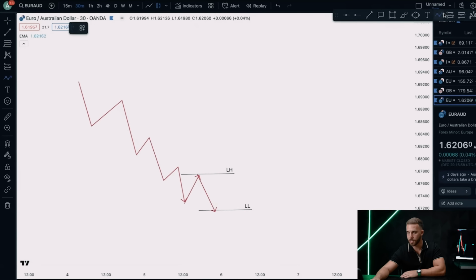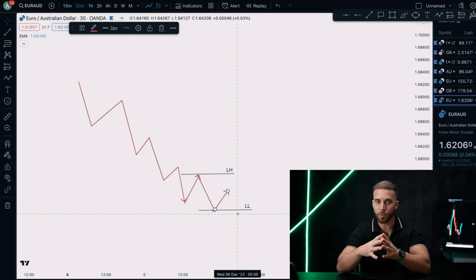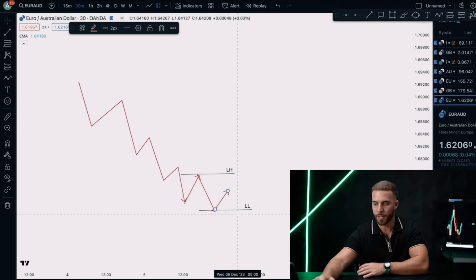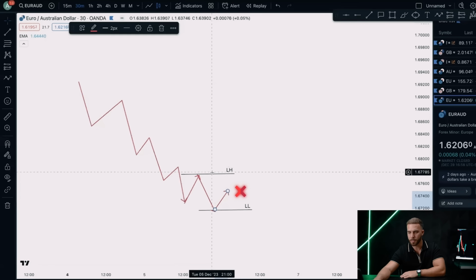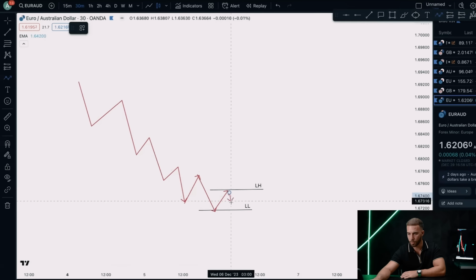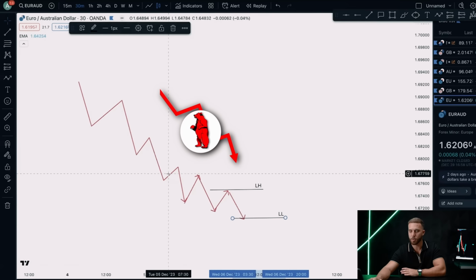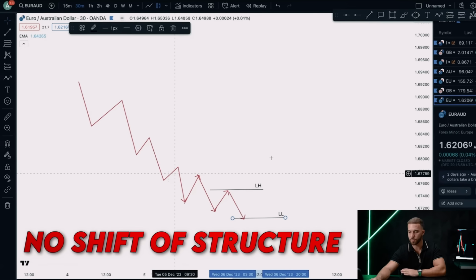When the market does something like this, this is not the lower high because the market has not created a lower low. It is impossible for you to have a lower high without a lower low. Rule of thumb: this cannot be a lower high, because then where would the lower low be? There's no lower low. The lower low would have to be the new lowest low point in the chart. It's very self-explanatory. So as of right now, all of this has been continuous bearish momentum in the market. There's no shift of structure.